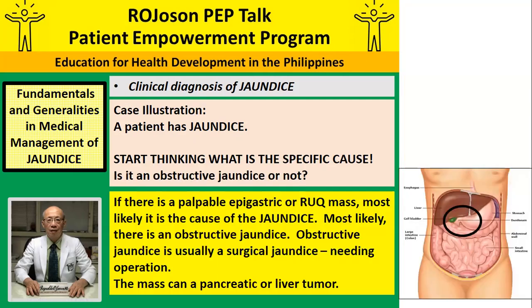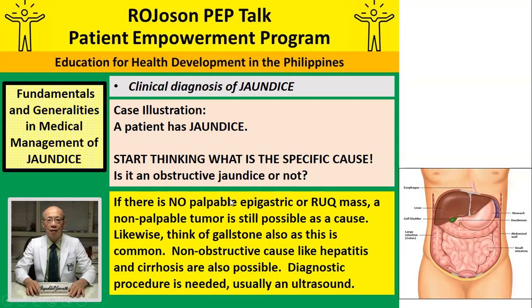If there is a palpable mass in the epigastric and right upper quadrant, most likely it is the cause of the jaundice. Obstructive jaundice is usually a surgical jaundice needing operation. And once you palpate the mass, it can be a mass in the pancreas, or the liver. Or sometimes other organs will be involved, like the gallbladder.